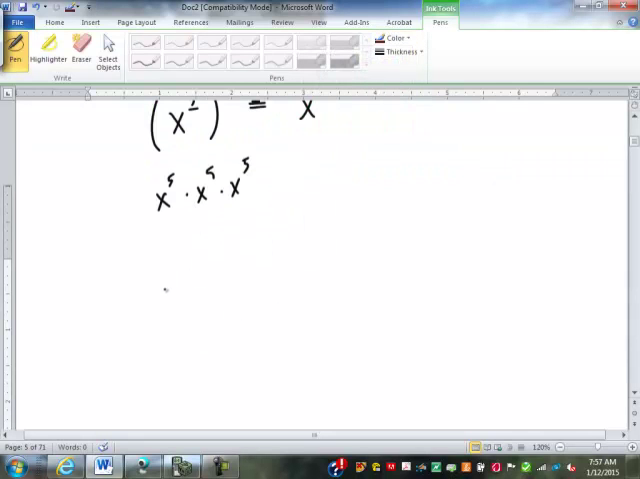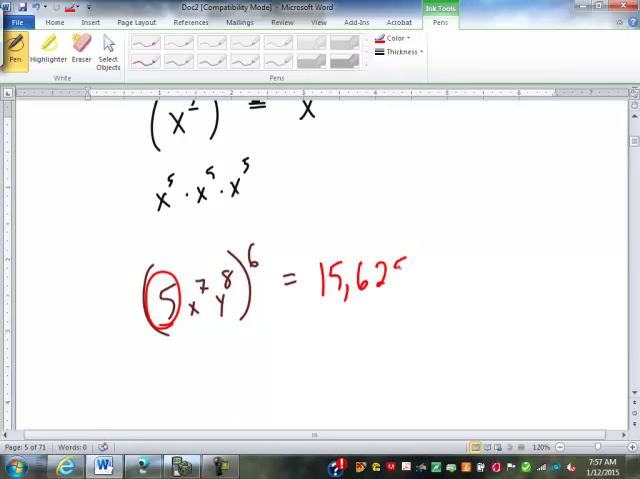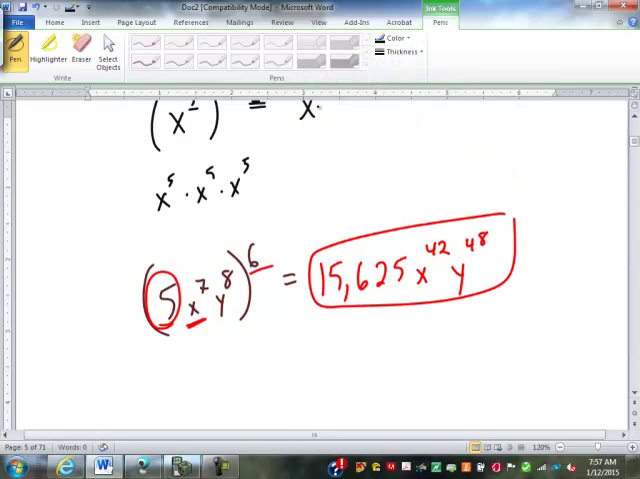What if we have numbers involved in there? Like this. Well, the number, the coefficient, has to go to the 6th power. What is 5 to the 6th power? 15,625. X to the 7th to the power of 6? 7 times 6 is 42, good. And y to the 48. There it is. Any questions?